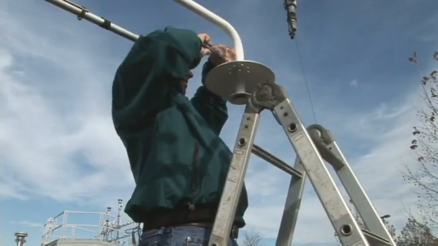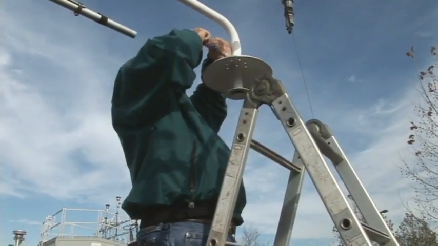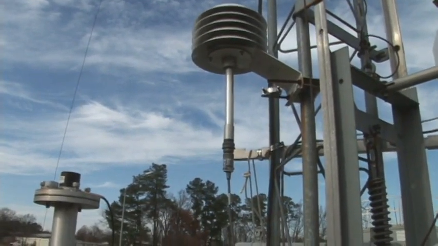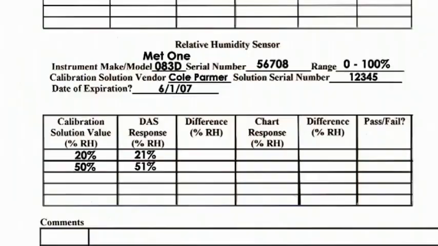This concludes the temperature calibration. Dry off the probe and reinsert it into the housing. Our next task is to calibrate the relative humidity system. The sensor that we will calibrate today is a Met1 Corporation model 083D. Before we start the relative humidity calibration, let's record all of the pertinent information on our calibration form.